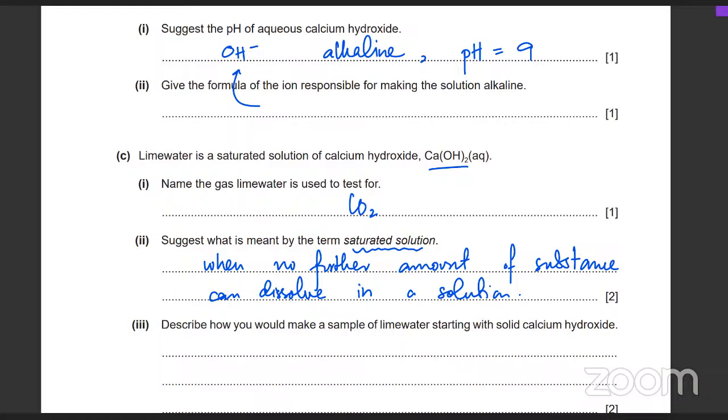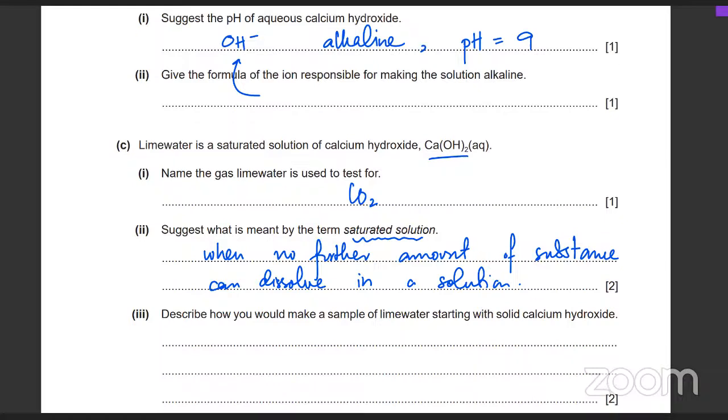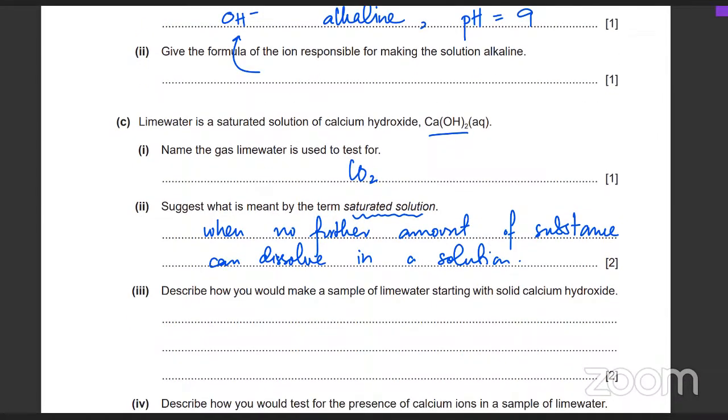Describe how you would make a sample of lime water starting with solid calcium hydroxide. So, 2 marks. You've got solid calcium hydroxide, so you have to mix it in water. So it's going to become calcium hydroxide aqueous. But it has to be a saturated solution. That means the maximum amount has to dissolve. So it has to be a saturated solution. So that means keep adding.